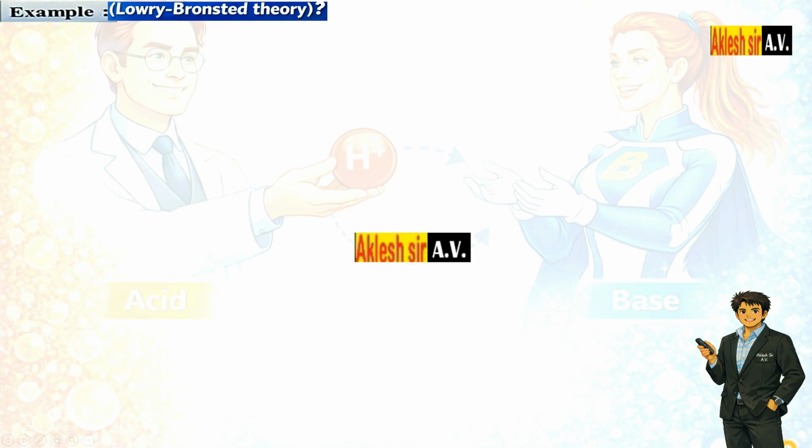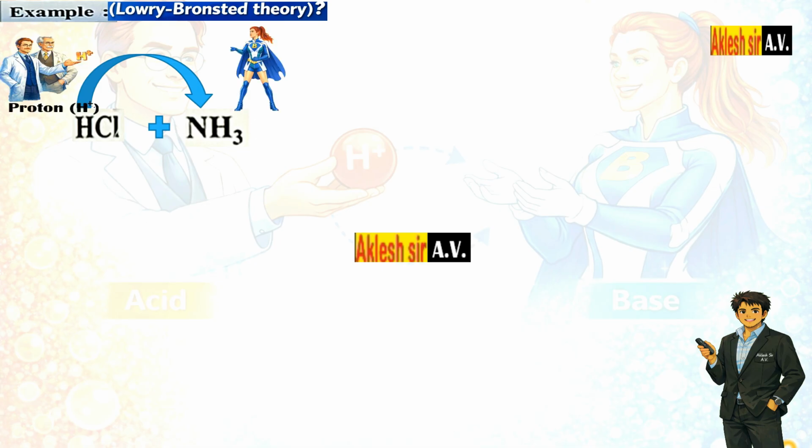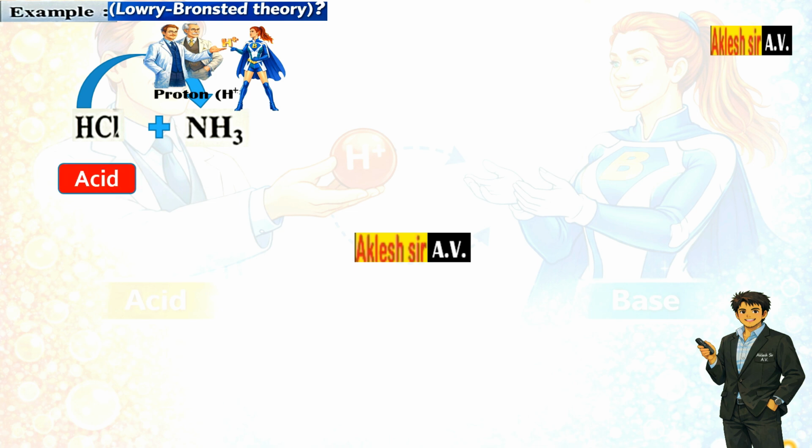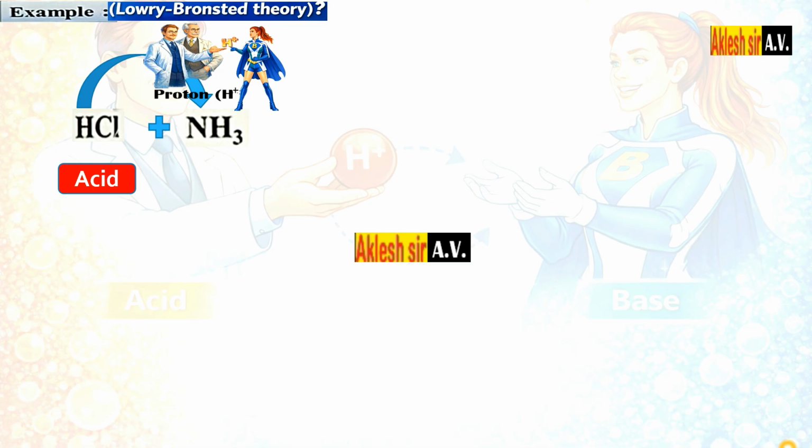Example of Lowry-Bronsted theory. Here HCl reacts with ammonia, so what will happen here? HCl is going to donate a proton to ammonia. So here this is a proton of HCl and it is donating the proton to ammonia NH3. Since HCl is donating the proton, HCl is acting like an acid, and since ammonia is accepting the proton, it will act like a base.